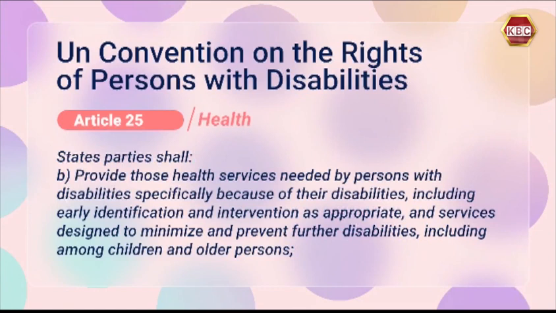Let's take a look at the UN Convention on the Rights of Persons with Disabilities. Article 25 of the UN Convention on the Rights of Persons with Disabilities states that state parties shall, Part B, provide those health services needed by persons with disabilities, specifically because of their disabilities, including early identification and intervention as appropriate, and services designed to minimize and prevent further disabilities, including among children and older persons.